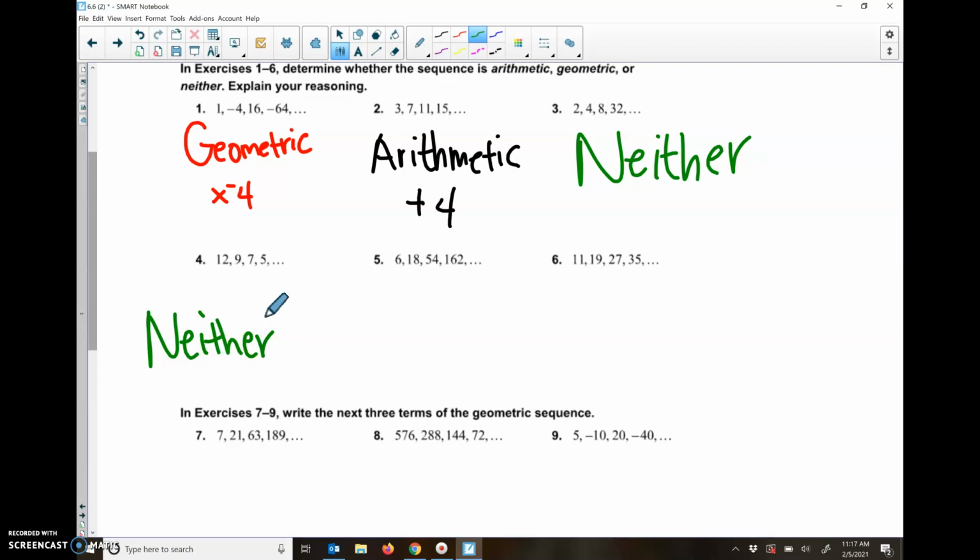Okay, number 5, we go from 6 to 18 to 54 to 162. And it looks like that's a geometric pattern. It looks like we are multiplying by 3 each time. 6 times 3 is 18. 18 times 3 is 54. And 54 times 3 is 162.